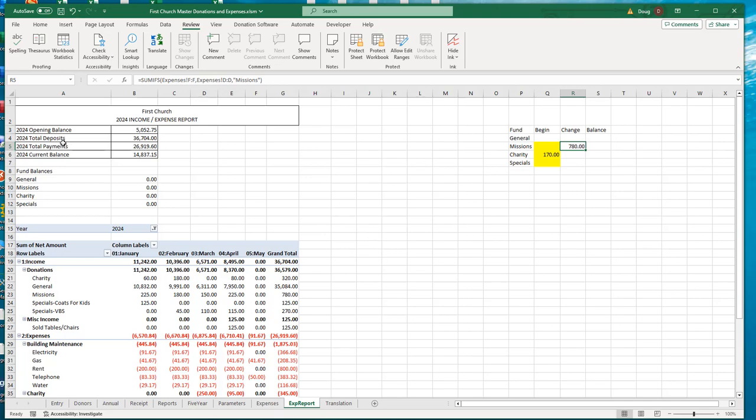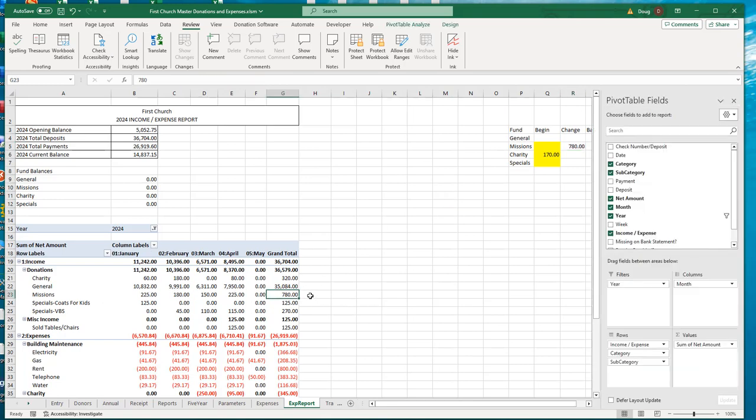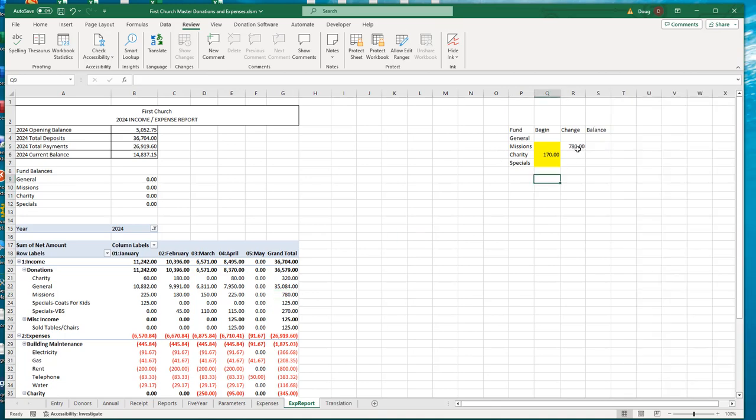Is that correct? Well, let's take a look at our report. If we look at missions, we had amounts come in January, February, March, April, and a total of $780. Exactly the amount we calculated. So the cell formula is working correctly.